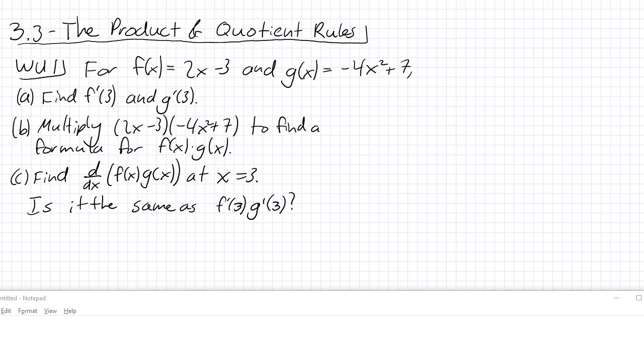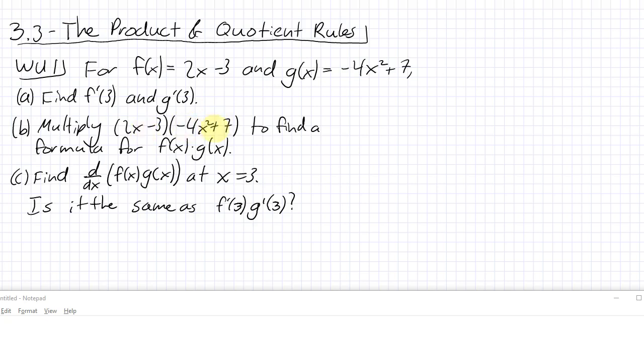So for this first one, we've got a couple simple functions. The first one is a nice linear function, f of x, and then this happy little quadratic function over here. What I want you to do is find each of the derivatives of these two functions at x equals 3 for part A. And then for B, multiply the two functions together.